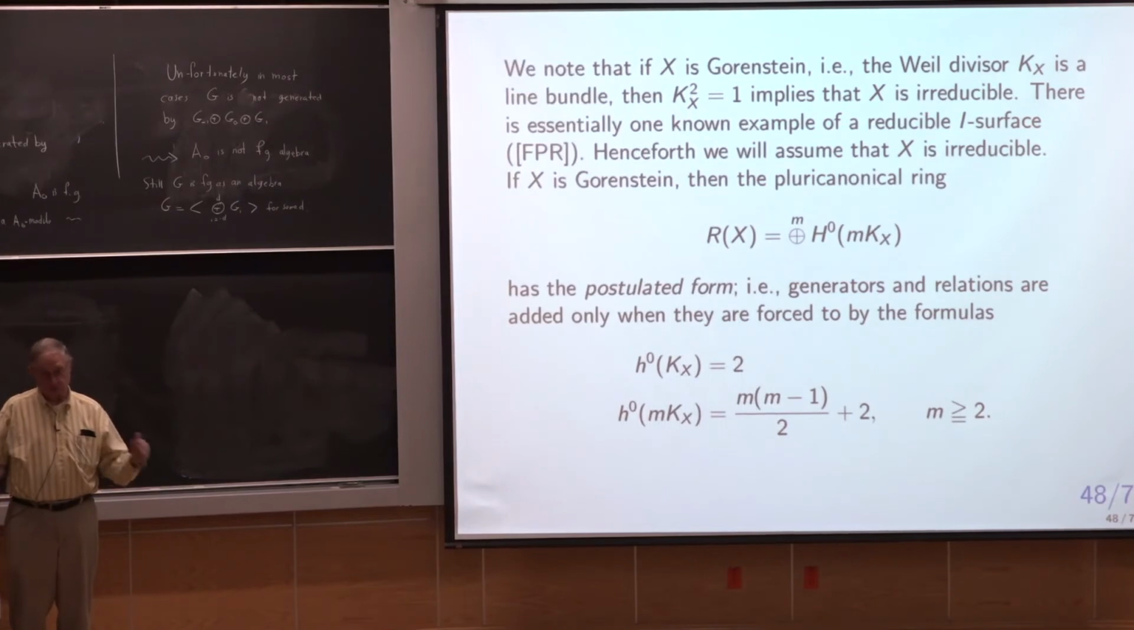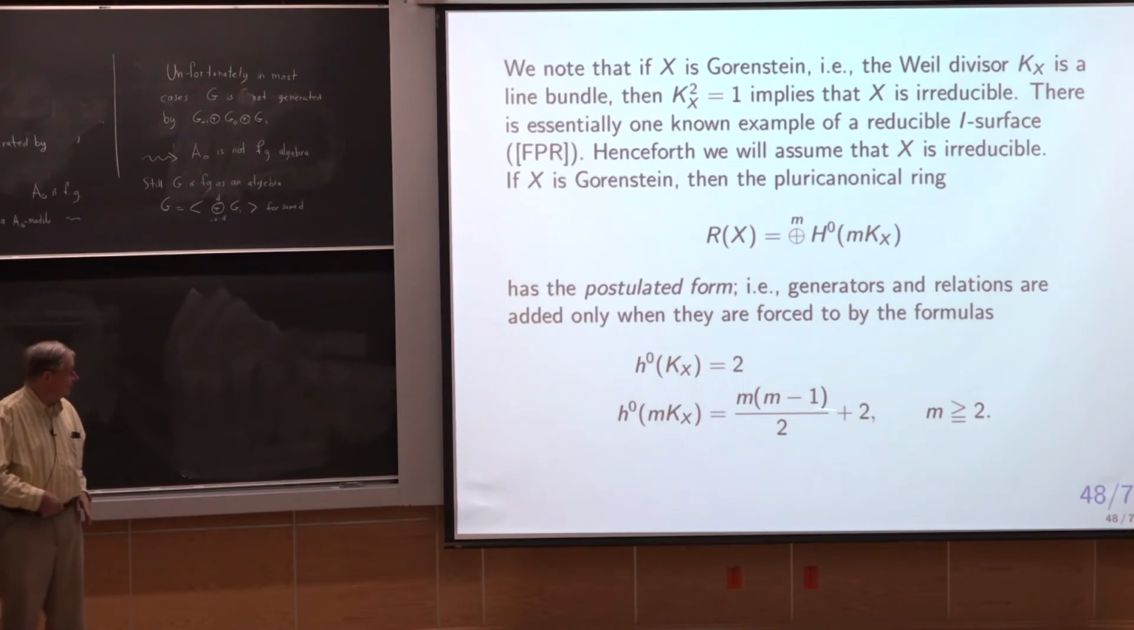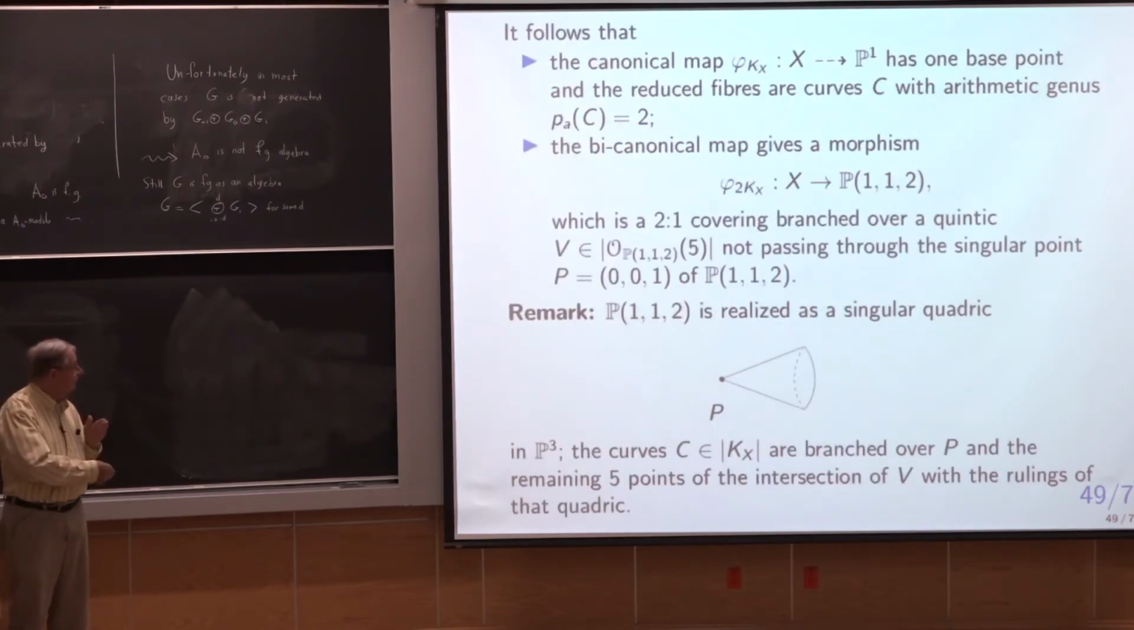didn't have relations, you know what the relation would be, so it tells you how many relations there are, and you can build it up that way. That's the postulated form, and the Florentine ones have that postulated form. That means that they're pluricanonical, that their canonical images are easy to study.